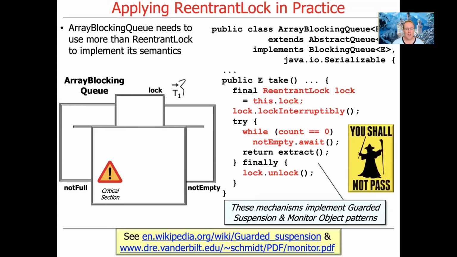This particular way of doing things, by using the lock acquisition and then this little check with a while loop, that's called the guarded suspension pattern. And you can read more about that at the Wikipedia link at the bottom. And then the whole way of doing this thing is called the monitor object pattern. And you can read about that in my POSA 2 book or at the link at the bottom of the slide, because I wrote a paper on this many years ago.